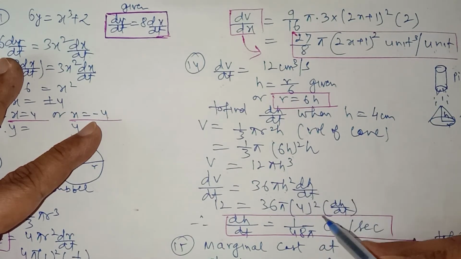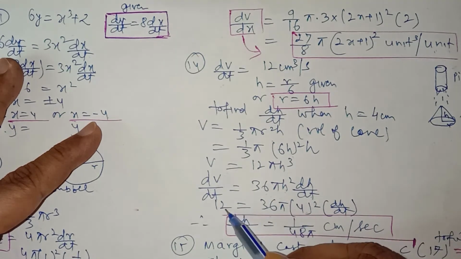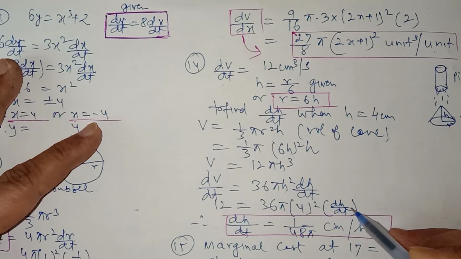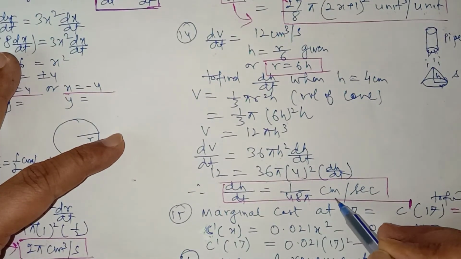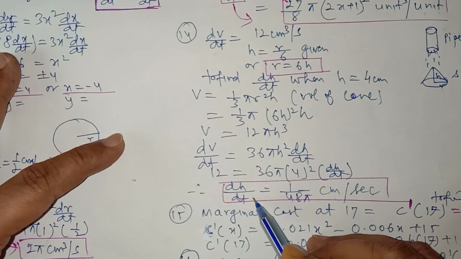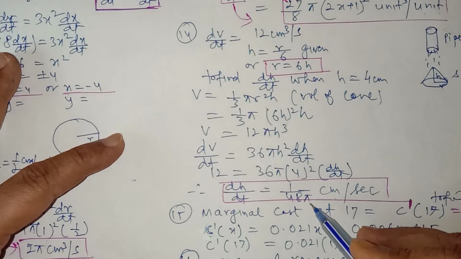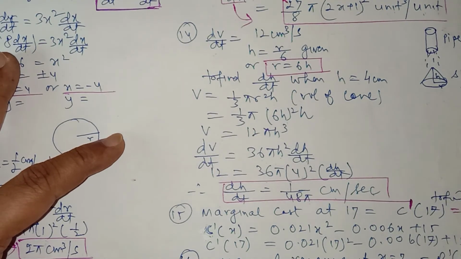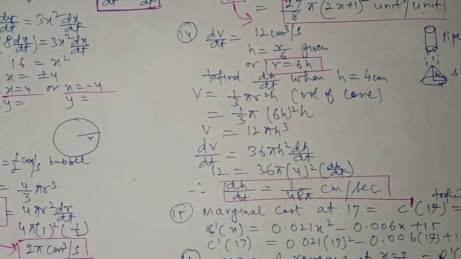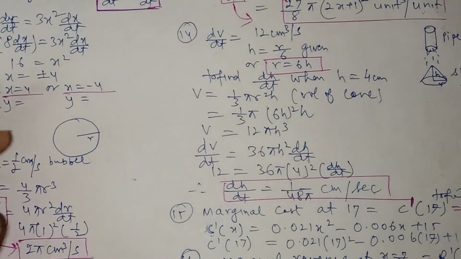Now the value of h is given, that is 4. dV upon dt is given as 12. We can easily find dh upon dt, which is equal to 1 upon 48 pi. It means the height of that conical heap is increasing at a rate of 1 upon 48 pi centimeter per second. So this is question number 14. The relationship between the radius and the height is given, and you have to find the rate of change of the height of that heap.